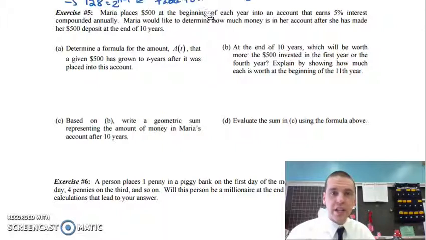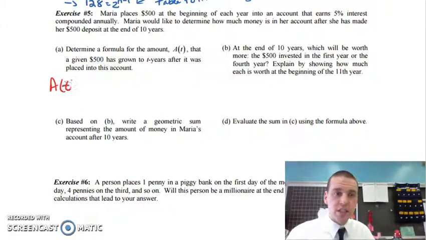And we'll finish off with example 5. Maria places $500 at the beginning of each year into an account that earns 5% interest compounded annually. Maria would like to determine how much money is in her account after she has made her $500 deposit at the end of 10 years. So we're going to determine a formula for the amount A of t that grows after t years. Well, we've talked about this before. Our formula is A of t equals, how much money did she begin with? 500 times 1 plus 0.05. Where's the 0.05 coming from? From 5%. To the t.